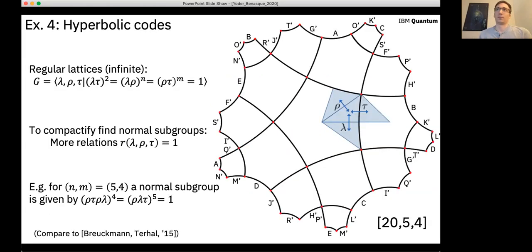And then finally, using our model of surface codes, we can come up with new hyperbolic codes. One way to think about constructing them, or it's really about constructing regular lattices, is that you start with a free group with a set of relations. And then to compactify this space, you need to find some normal subgroups which give you more relations. You can do this using computer algebra usually.